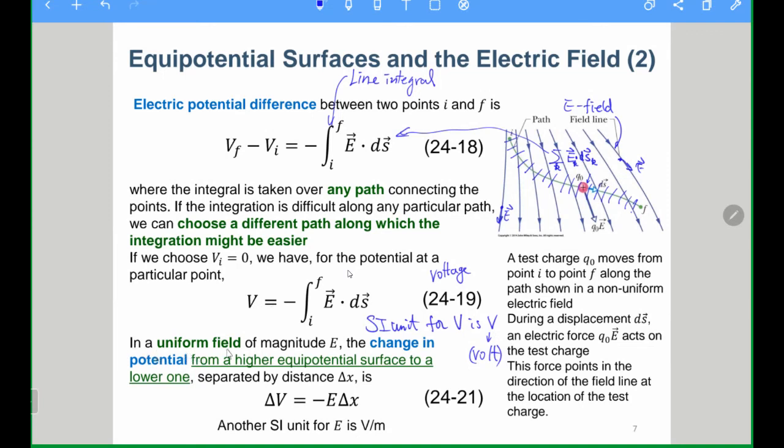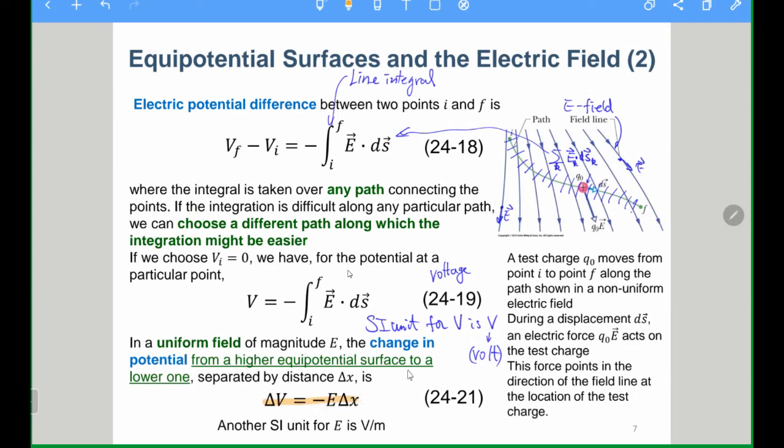In a uniform field of magnitude E, the change in potential is this one. Sometimes we use this one, and maybe in high school physics, it is introduced because it doesn't involve any calculus. It is acceptable for high school students. So we have delta V equals negative E times delta X, where we assume that E is parallel to the movement or the displacement.